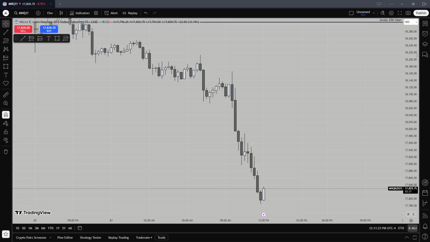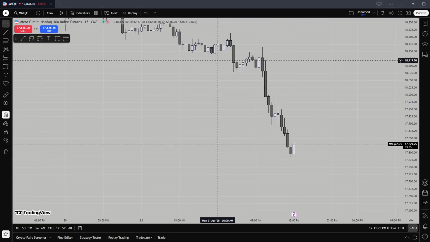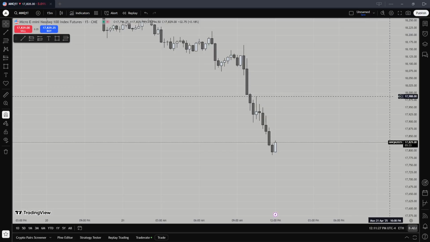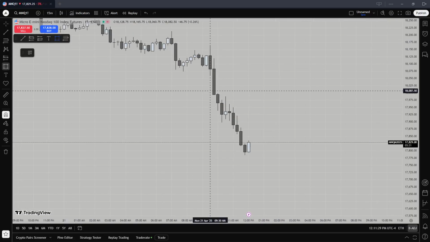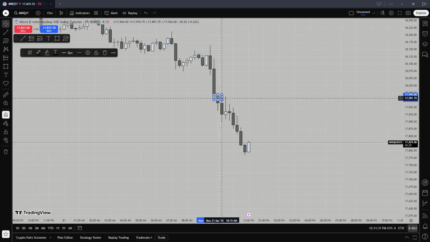So, going into the day, what are we looking for? I'm doing the 10 a.m. power of 3. It's my entry model. So, right here we get this 15 minute. And for the 10 a.m.